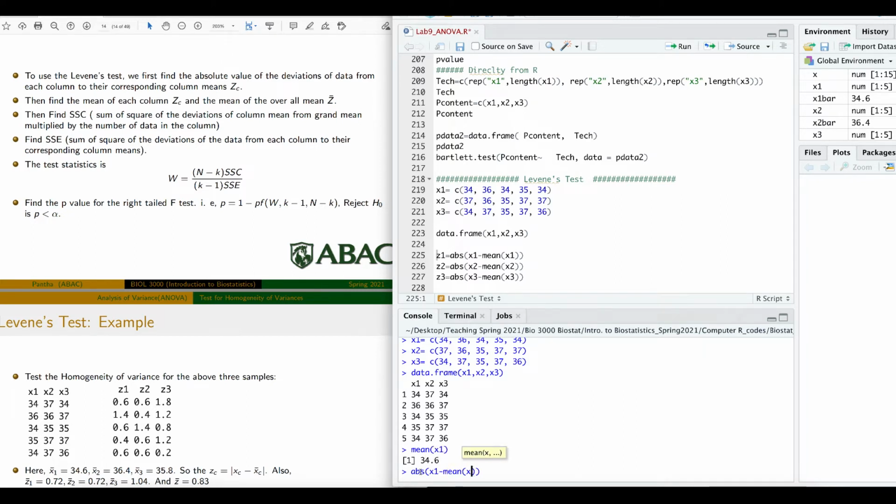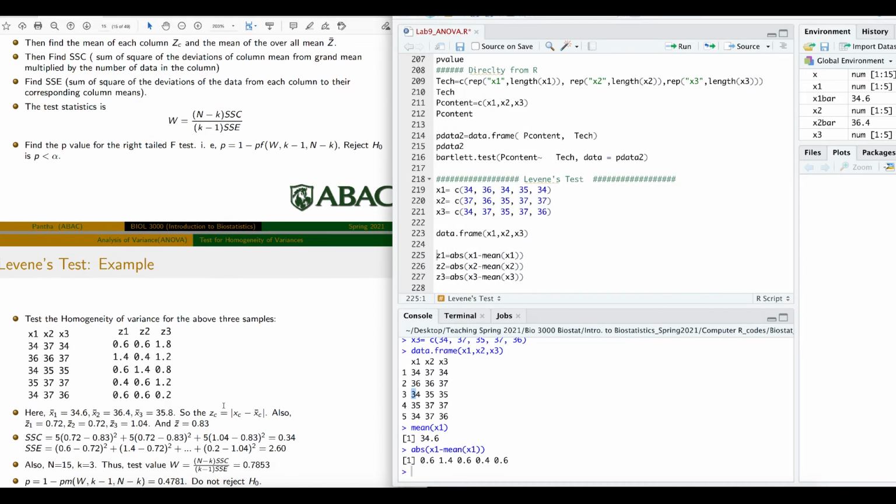Mean of x1. Look at this. This is what you will find out, and then you will get these values there. So you are subtracting each of these data points from the mean of these values. That's what you get: 0.6, 1.4, 0.6, 0.4, 0.6. I denoted that by G1. Similarly, you do for x2, you denote by G2. Similarly, do for x3 and denote by G3. This is the first step. So we found the absolute value of the deviations of the column data from their column means.